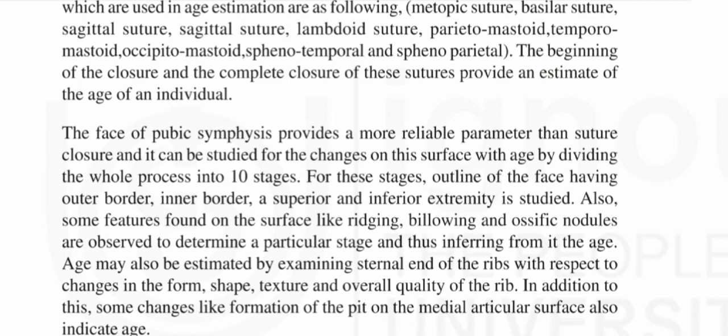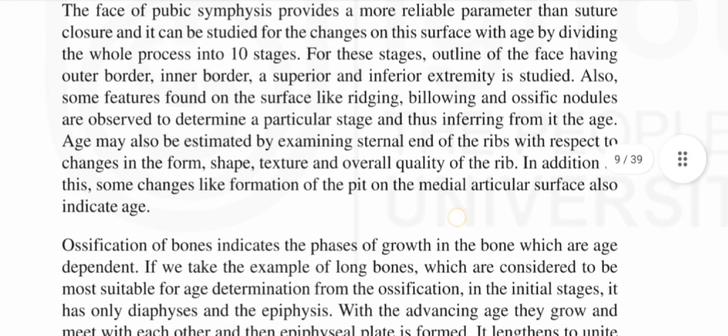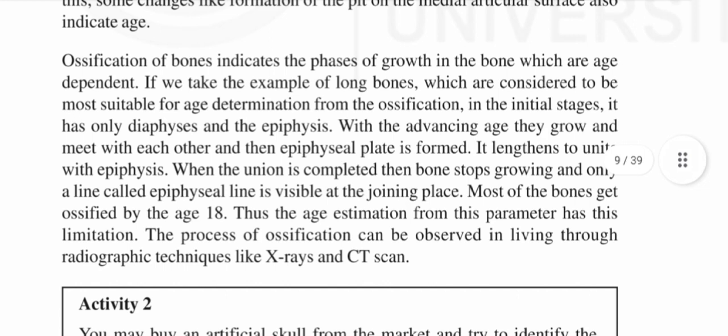Age may also be estimated by examining the external end of the ribs with respect to changes in form, shape, texture, and overall quality of the ribs. In addition to this, some changes like formation of a pit on the medial articular surface also indicate age. Ossification of bones indicates the phase of growth in the bone, which is age dependent.